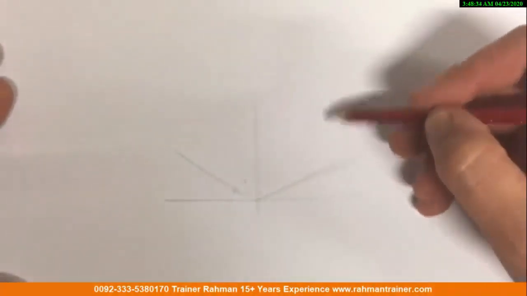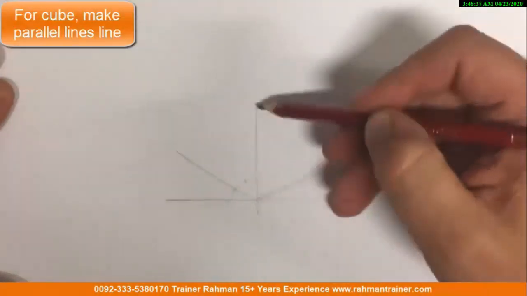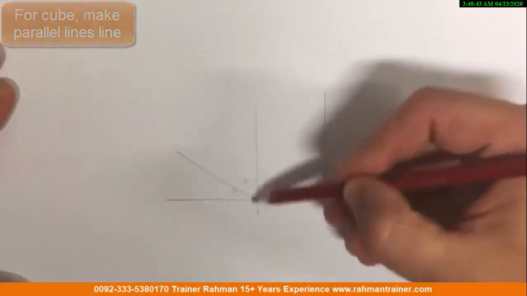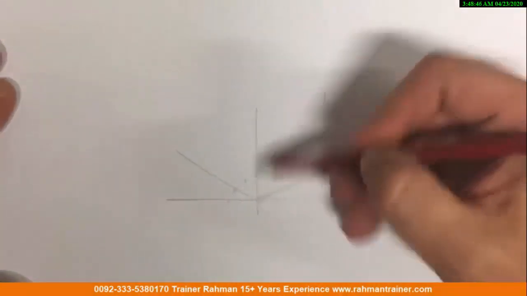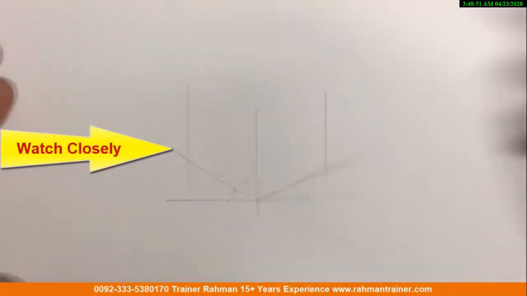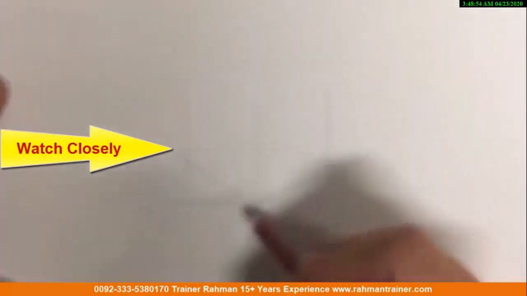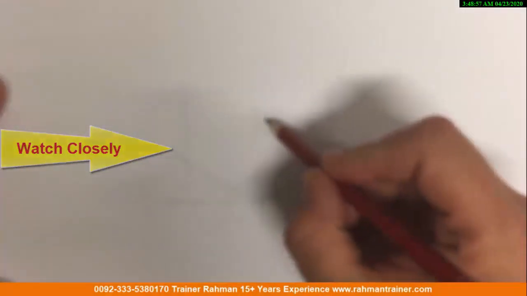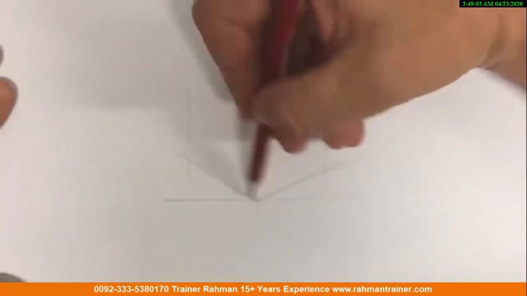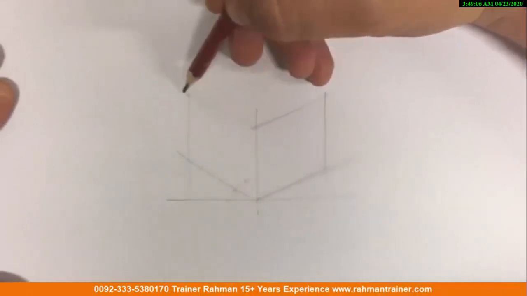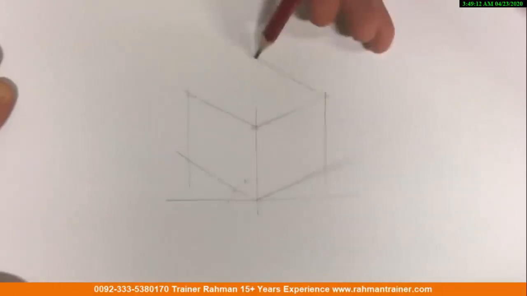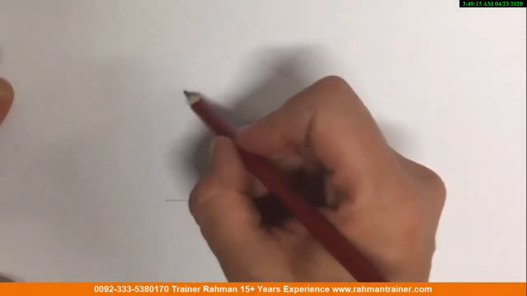system. Now you will draw parallel lines to make a cube like this, and like this. The height shall be the same. Watch it closely. Then you will draw cross lines parallel to that 30 degree like this. Watch very closely and try to practice.